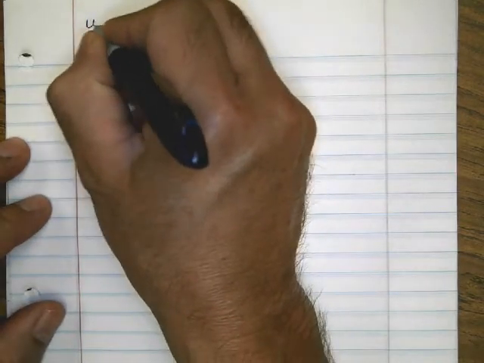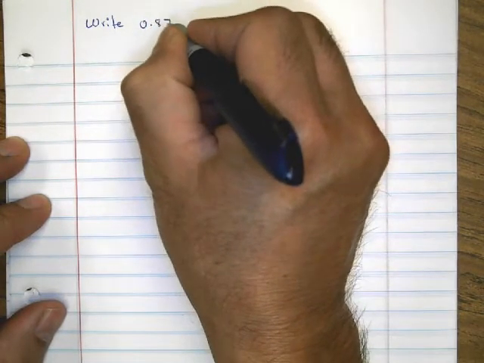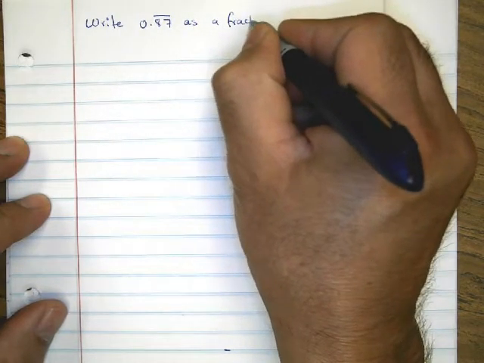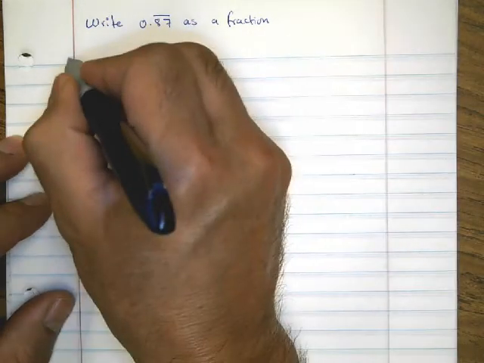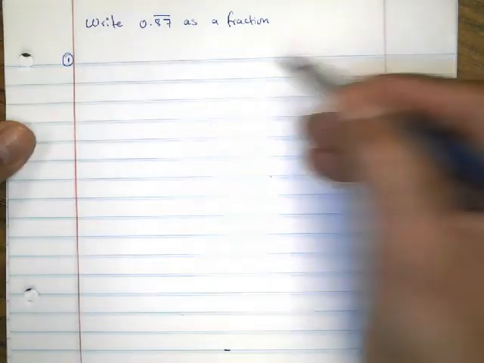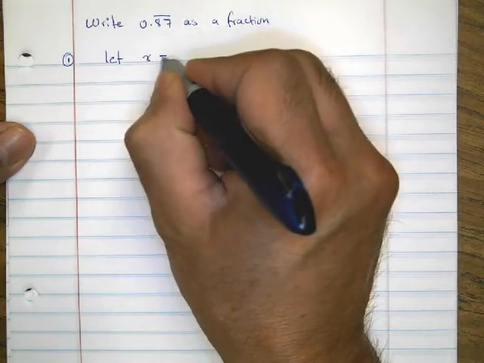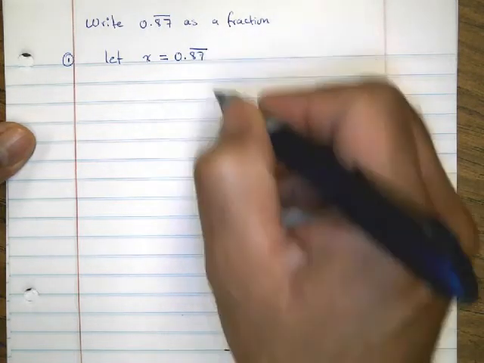For our next example, we are going to write 0.87 repeating as a fraction. So just like before, our step number one, we're going to use the variable x. We can use any variable we want. We're just going to keep on using x. So we're going to let x be the repeating decimal, in this case, 0.87 bar notation.